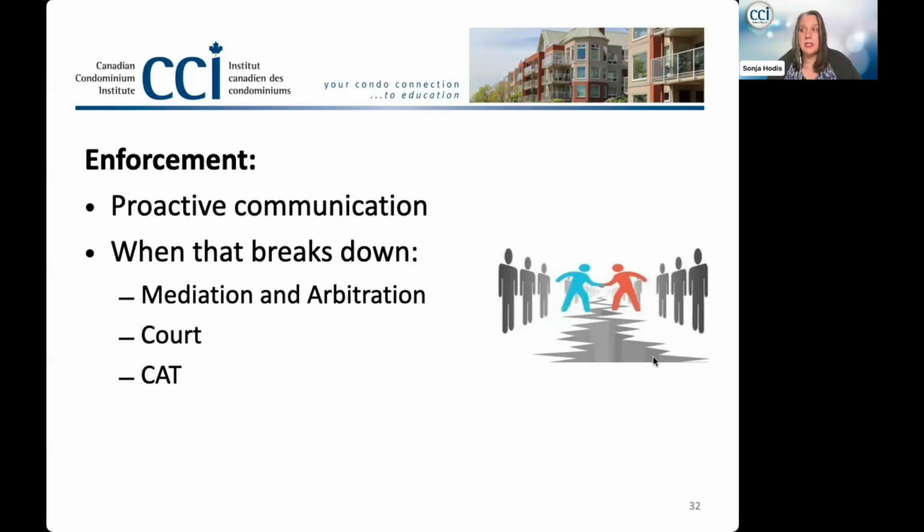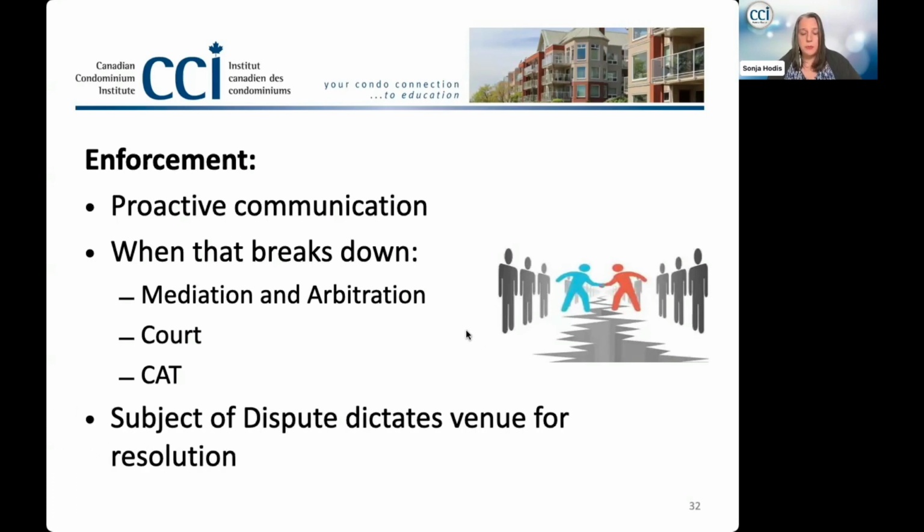At the end of the day, when it comes to enforcement, the biggest thing you have to make sure you understand is which venue you're going to go to. That's where you're probably going to want to get some advice from your condo lawyer about how you enforce the rules when owners are not wanting to do so voluntarily.